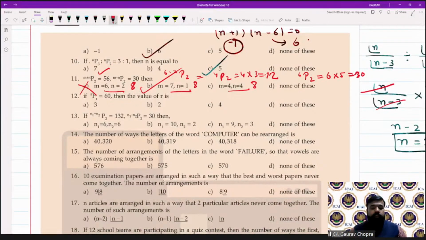Then similarly 12th. The 12th one we have already done from the examples. Dash PR is 60. So in place of R, what we can put? 3, 2 or 4. So if we try 3, 5P3, so 5 into 4 into 3. That is 60. So option number A is correct. Okay.